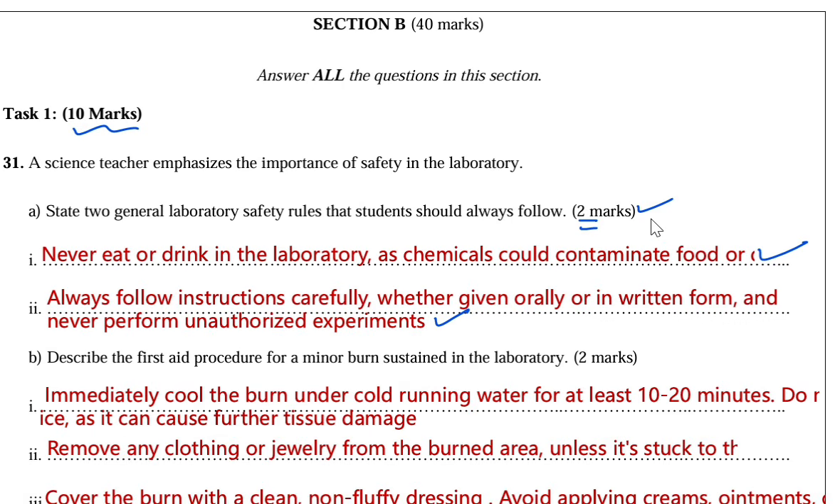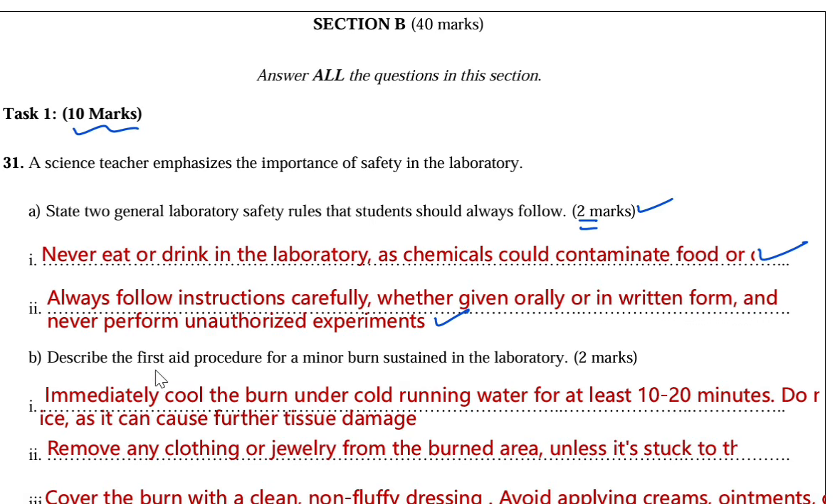We have so many rules. For example, report any accidents or spills to the teacher. Also, keep the laboratory bench tidy and clear of unnecessary items. And we have another one which says, wash your hands thoroughly with soap and water before leaving the laboratory. So this is an open question. You can give any 2 safety rules. We continue with part B.